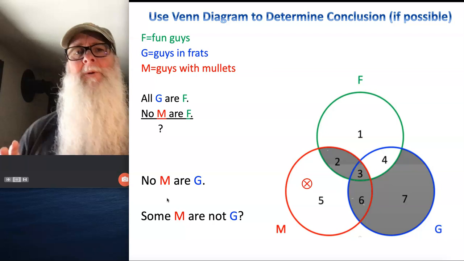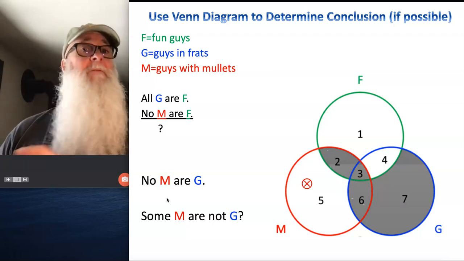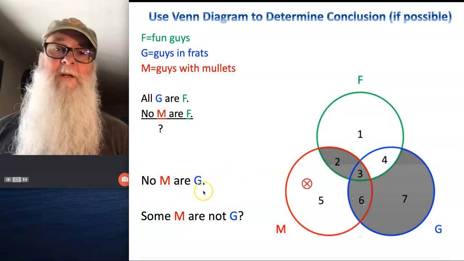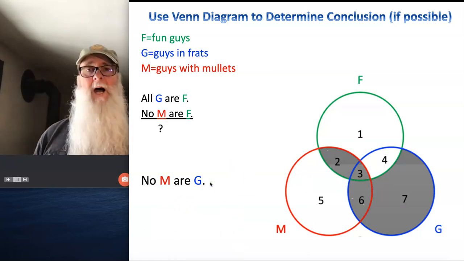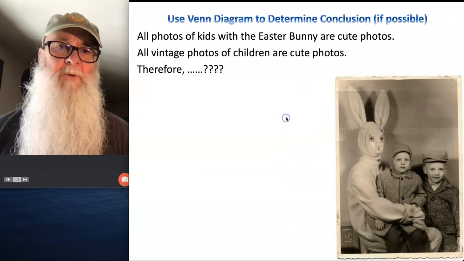So whenever we have the choice between having a conclusion statement that is universal or particular, if they both work, we're always going to opt for that universal statement and not the particular statement, because that allows us to communicate more information. All right, let's do one more.